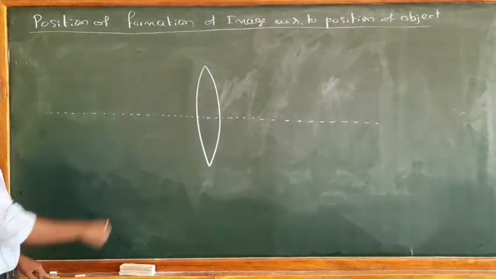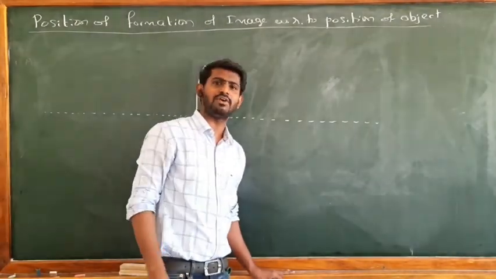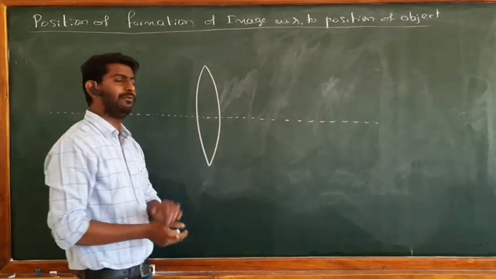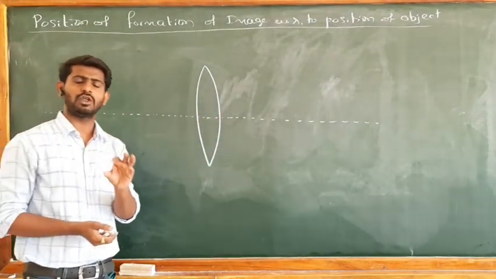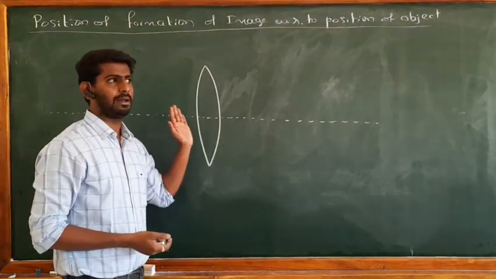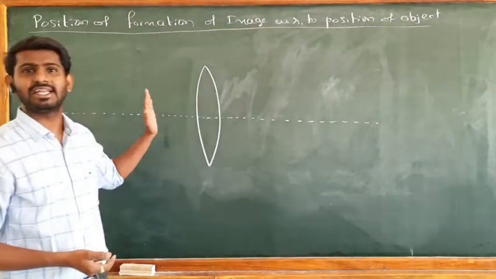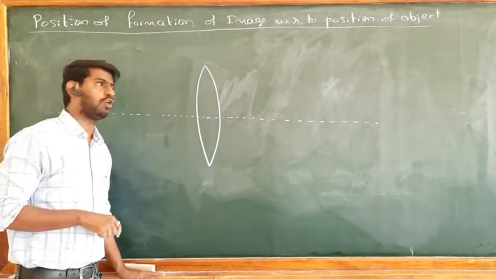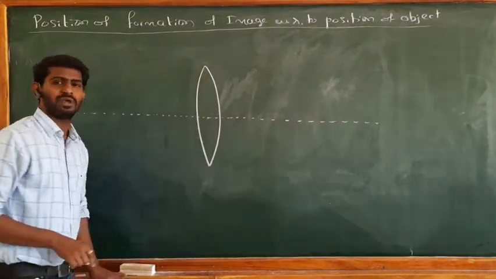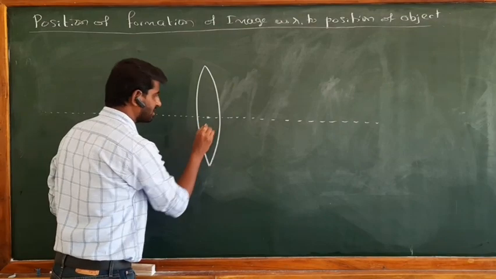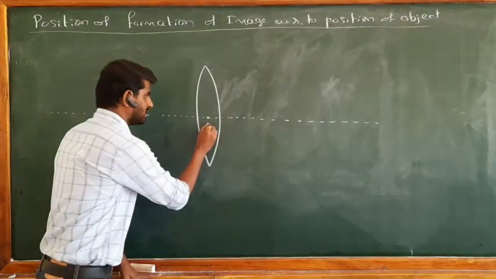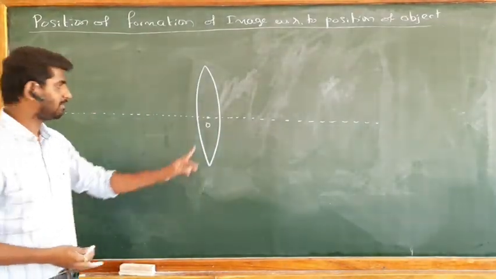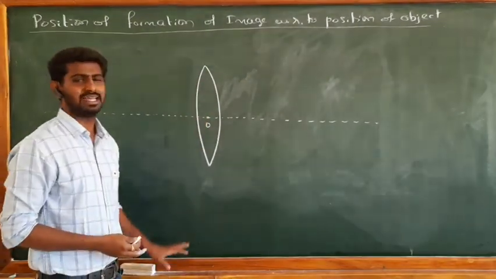Next point is the position of formation of the image with respect to the position of the object. If you know this, you can easily say where the image will be by knowing the position of the object, and it will be helpful while drawing ray diagrams and while studying optical instruments. For example, here we have a convex lens, and the midpoint of this lens is the optic center. Usually we represent it by O. In some books it is represented as C. Somehow we should call it the optic center, the midpoint of the lens.